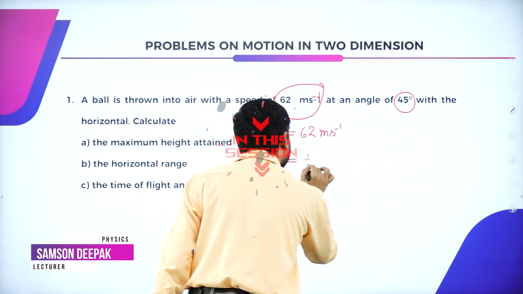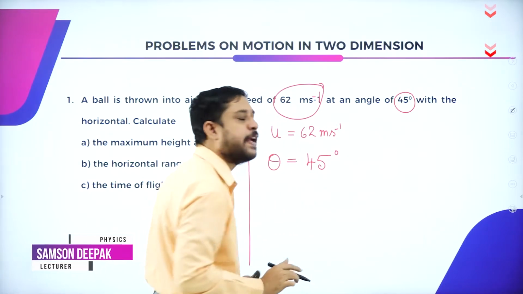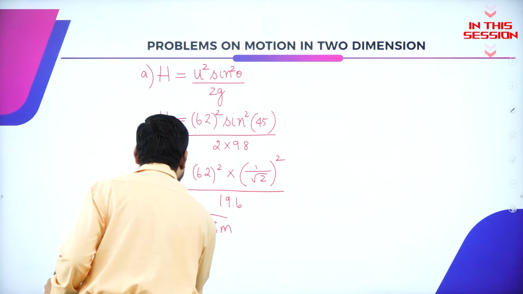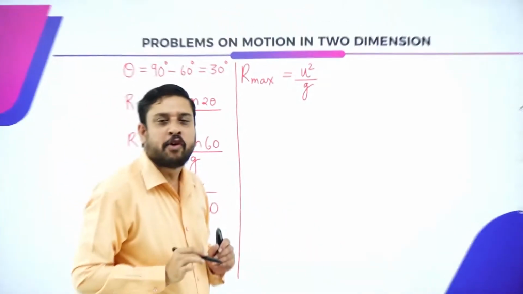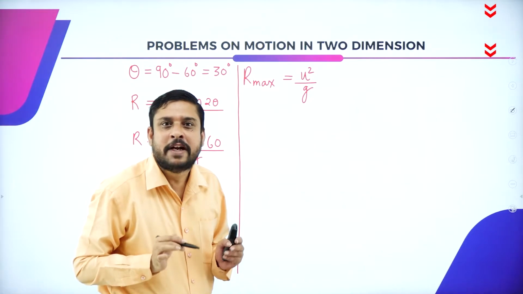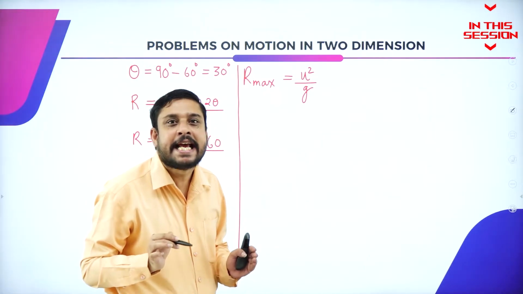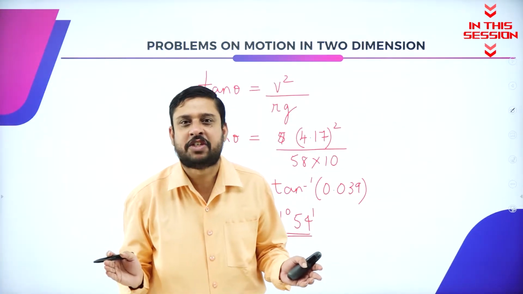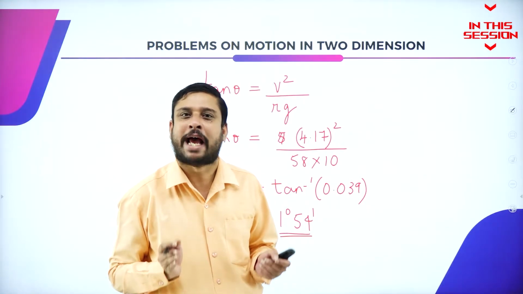Of projection is given to be 45 degrees. So the maximum height reached is 98 meters. If you go back to the sessions, we told for an angle 45 degrees, range is maximum. So again, I have solved sufficient number of problems from the chapter two-dimensional motion.